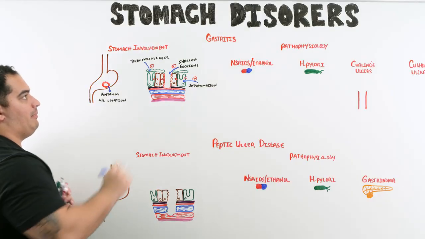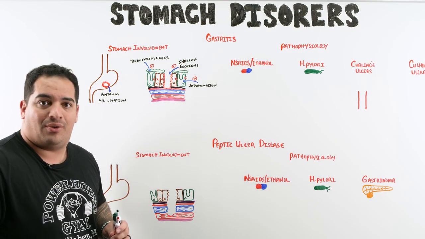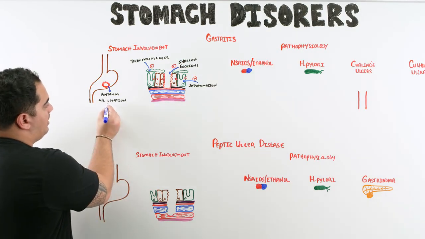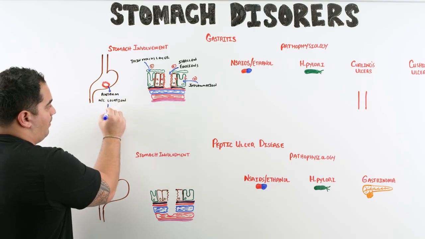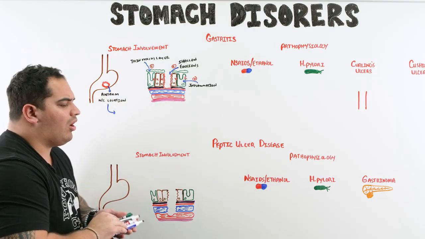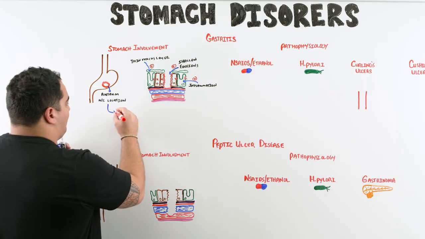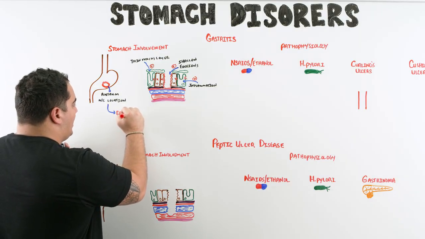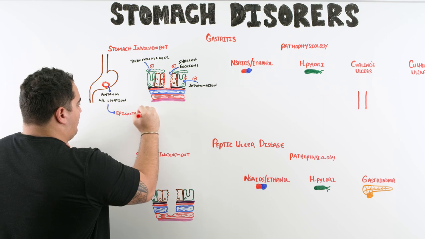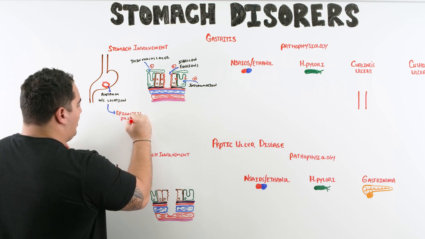The question that comes up is, what's the classic finding of patients who have gastritis? Usually because it's in the stomach and it's in the antrum, it often gives what's called epigastric abdominal pain. So oftentimes the classic finding here is epigastric abdominal pain. Now here's the thing.